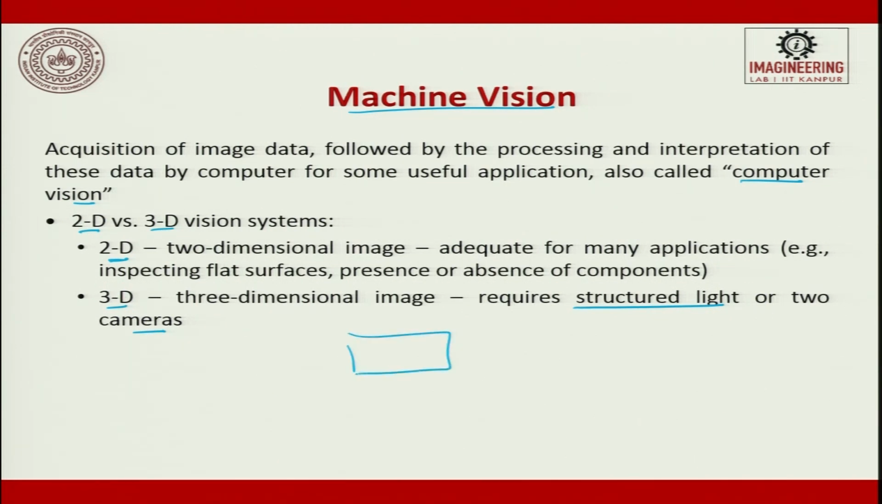So, you will have an object, and you will have two cameras. These two cameras will give you images. Each will give you a 2D image. When we reconstruct these 2D images, we get a 3D image. From the 3D image, we give the interpretations. So, in machine vision, you can have a 2D vision system and a 3D vision system.